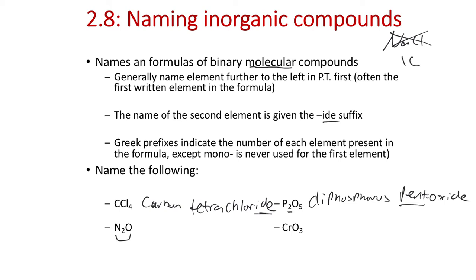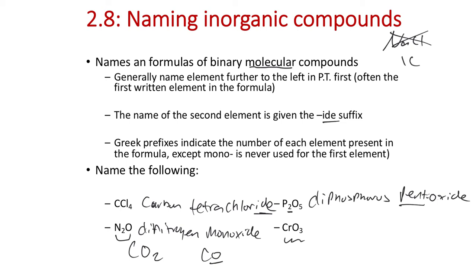We don't use monocarbon tetrachloride. We don't put mono when it's the first element. So N2O would be dinitrogen, but we do use the mono for the second element. So this would be dinitrogen monoxide. And you can always come back to CO2, which we know is carbon dioxide, and CO is carbon monoxide. So the mono is not used for that first element conventionally within the system.